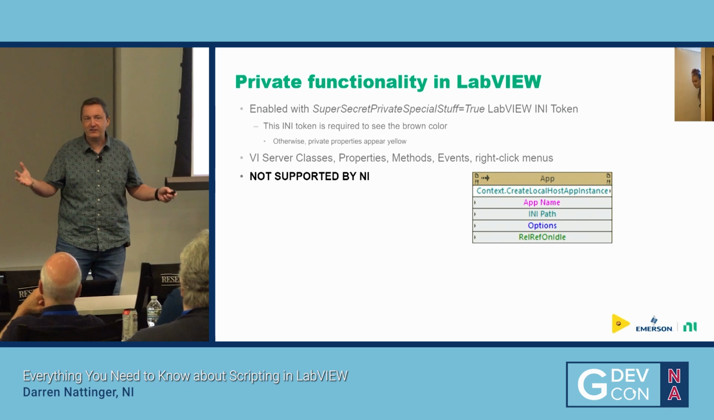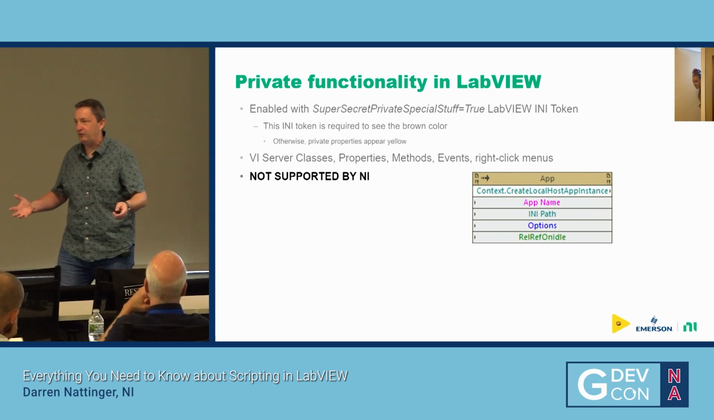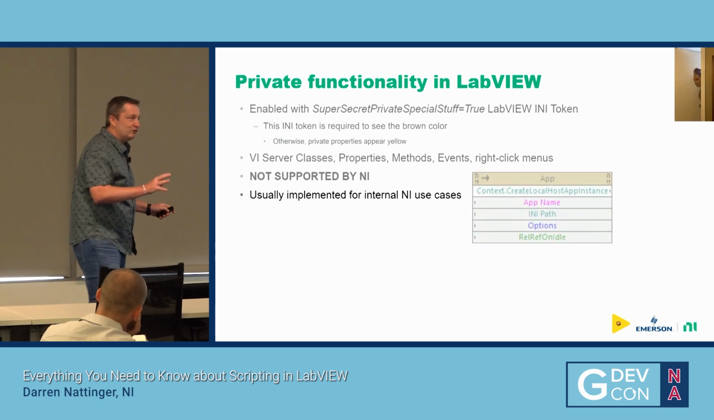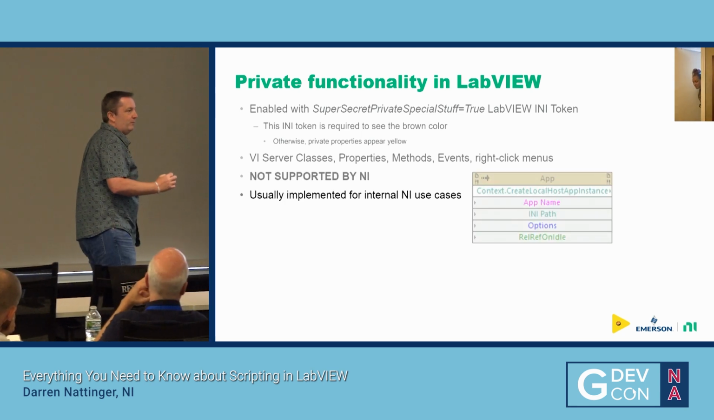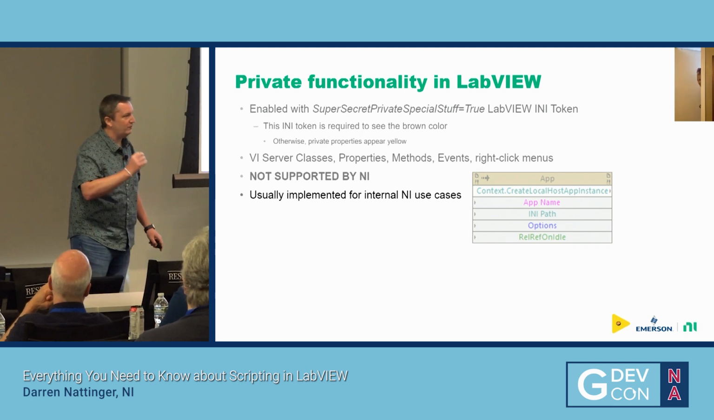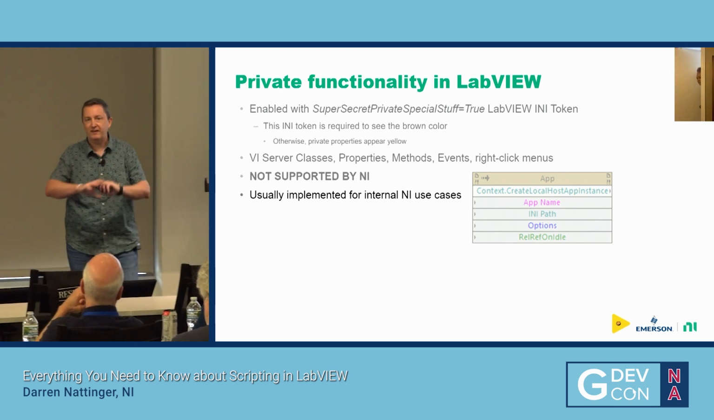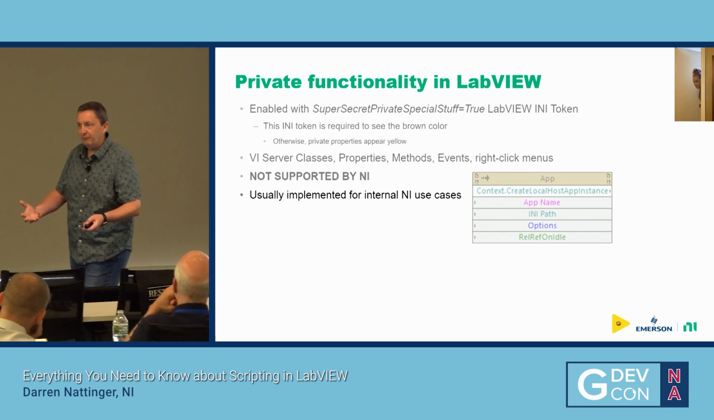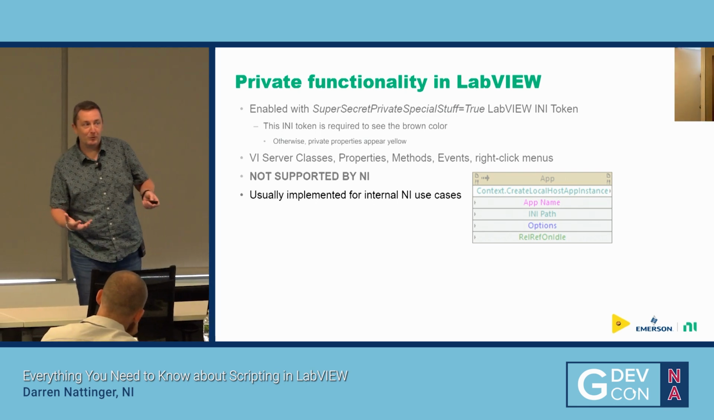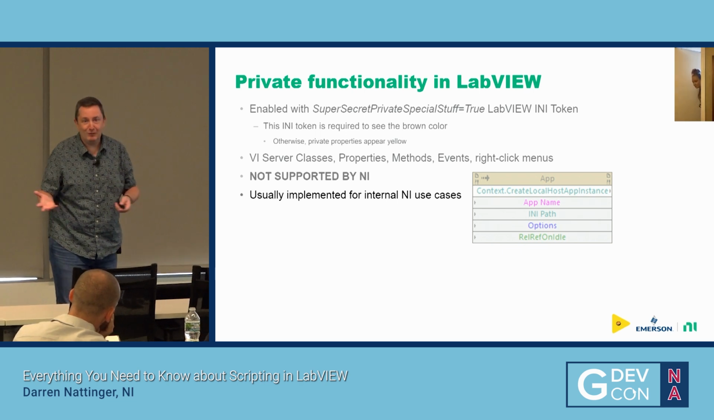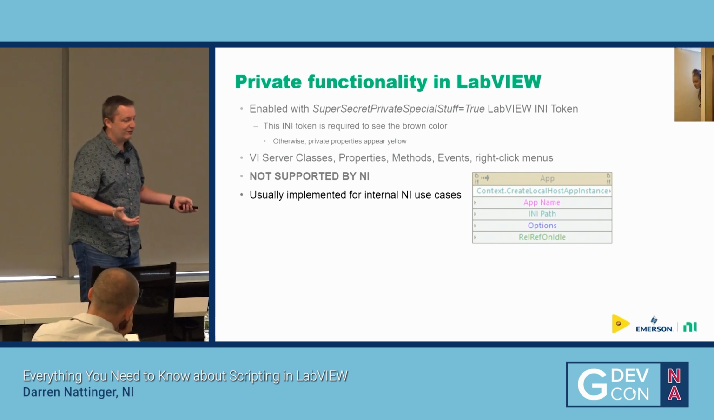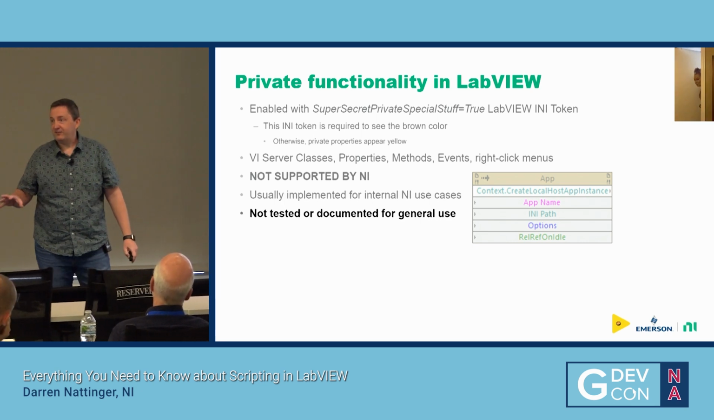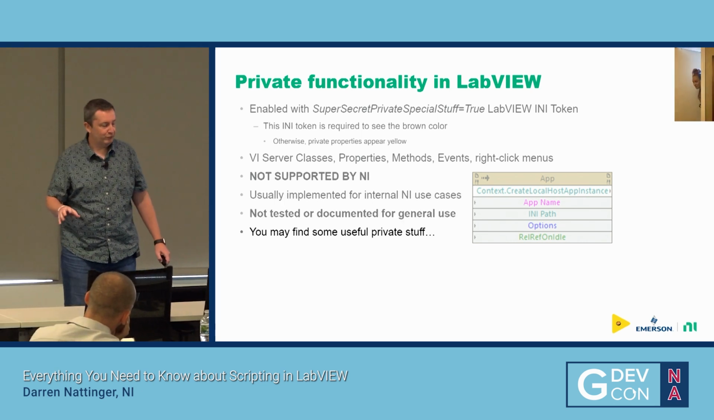You guys know me. I like to get y'all unstuck when you get stuck in LabVIEW, unless you're doing private stuff because that's not supported. Usually because these private properties and methods have been implemented for specific internal NI use cases, and they've not been tested outside of those use cases. So they're there. We need them for some internal thing. But when you start playing with it, you may not be doing things in the same way we're doing things for our internal thing, and you're going to crash LabVIEW. So not supported by NI. Not tested. Not documented for general use.